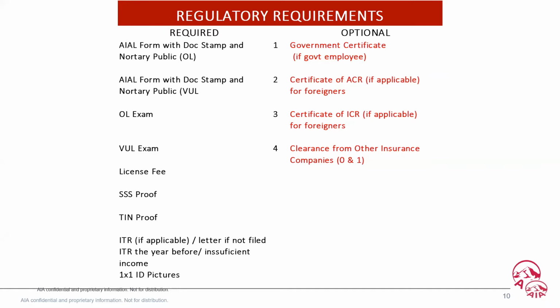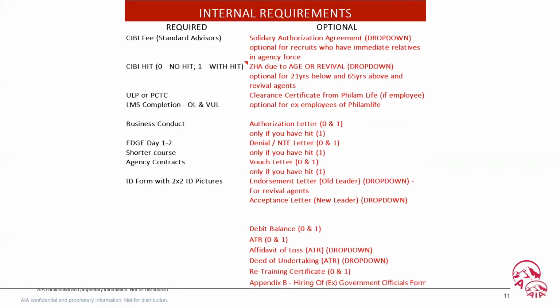So, for the optional, meaning if ang recruit natin ay government employee, like for example, a teacher, government certificate is required. So, same goes for ACR and ICR if ang recruit natin is foreigner. And then the other one is pag galing naman po sa ating competitor, clearance po from other insurance company. All right. This is the Spark requirements. Actually, you'll be able to see it also in the iRecruit kasi you cannot proceed naman po if there are lacking requirements. So there. Also, I will share my slide later for the list.